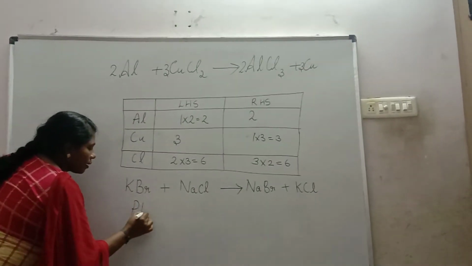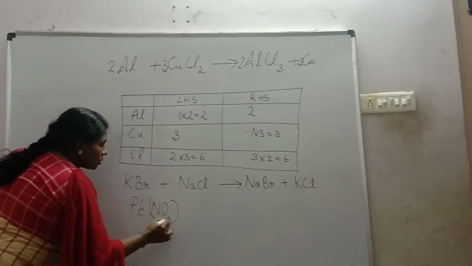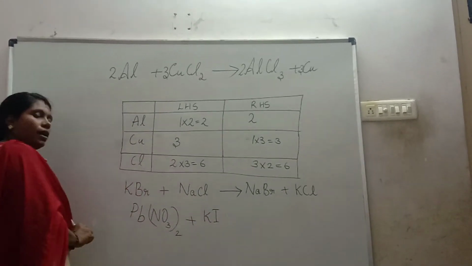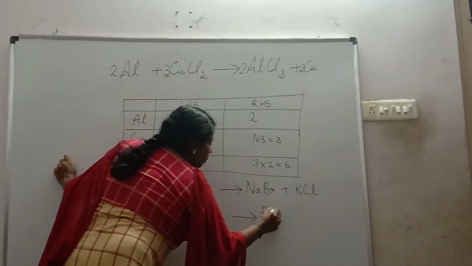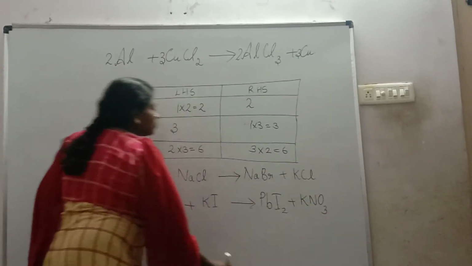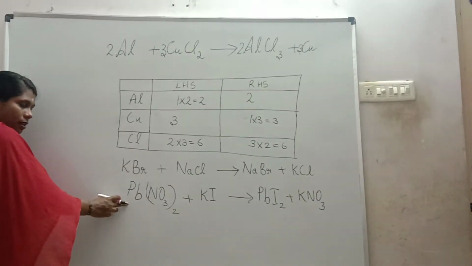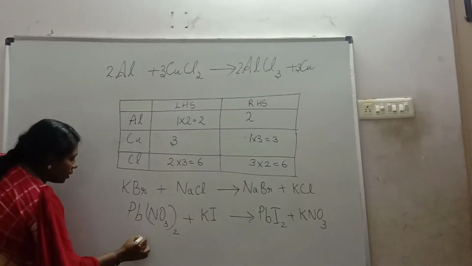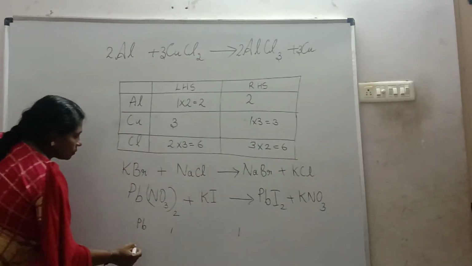Lead nitrate plus potassium iodide gives lead iodide and potassium nitrate. How many lead atoms are on the left-hand side? 1. Right-hand side? 1. So write down lead 1 on the left-hand side, 1 on the right-hand side.